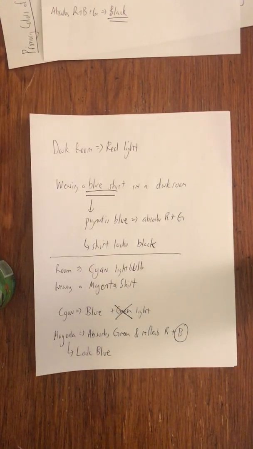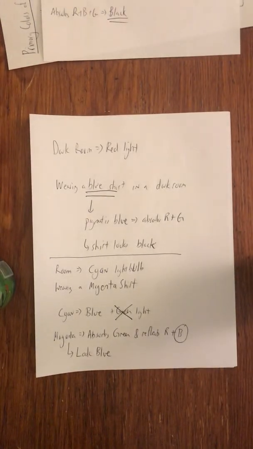And so we could do some sort of interesting problems with this in terms of figuring out what color lights are there in a place, what types of pigments are there in the place, and what do we see. So some examples of the color theory of light.